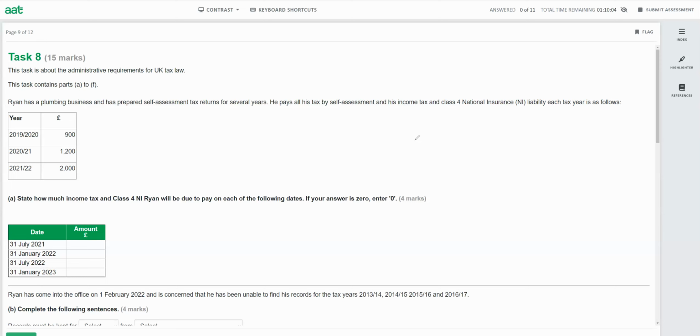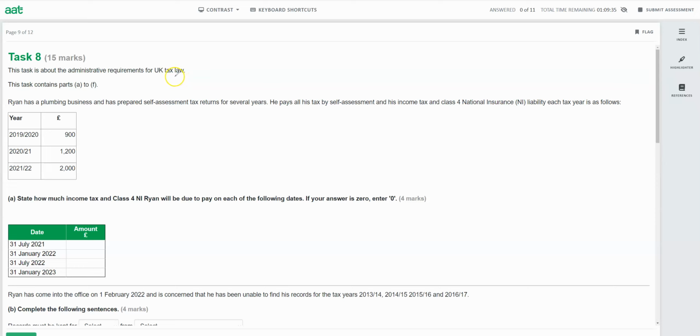Sometimes the question itself could be a little bit tricky to understand, so you need to be a little bit careful when you answer the question. Sometimes you need to know from the practice assessment what we have done, and we follow that. So let's have a look at this question. This task is about the administrative requirements for UK tax law. This task contains parts A to F.